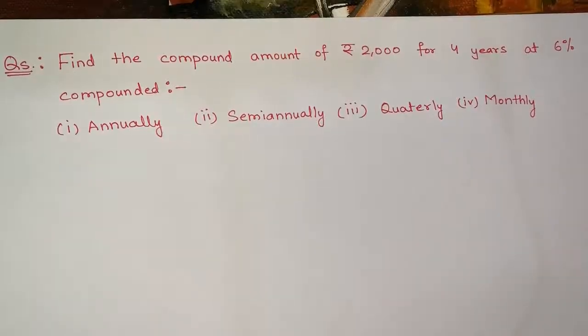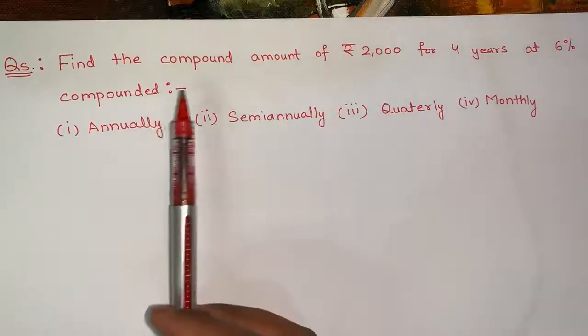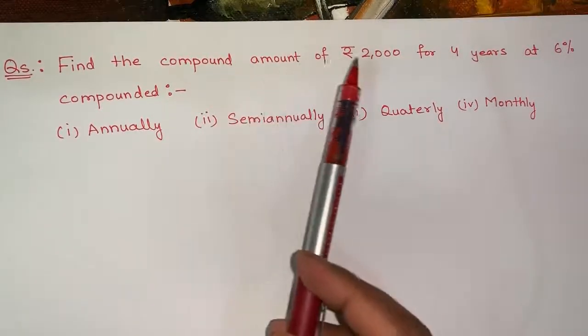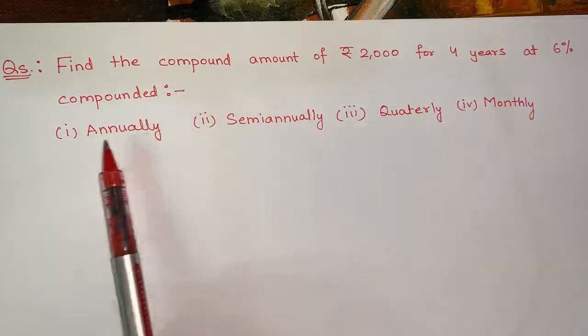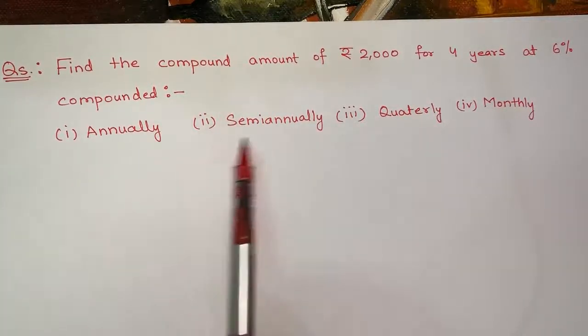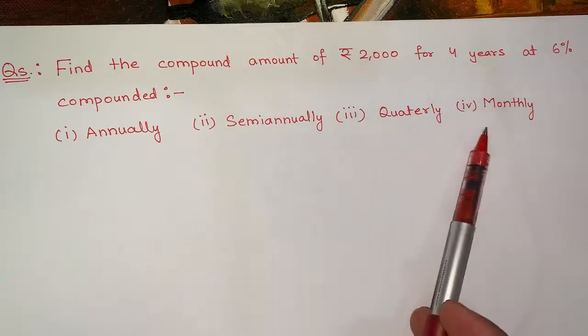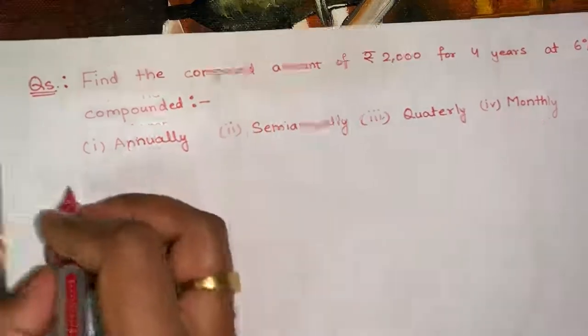Now let's try to understand this by an example. In this question we need to find the compounded amount of rupees 2000 for 4 years at the rate of 6% compounded, first annually, second semi-annually, third quarterly, and the fourth monthly. So now let's solve it.